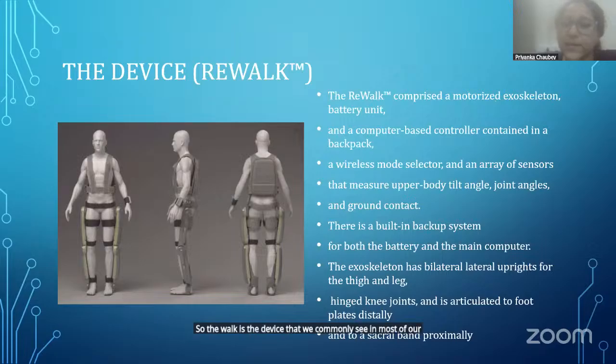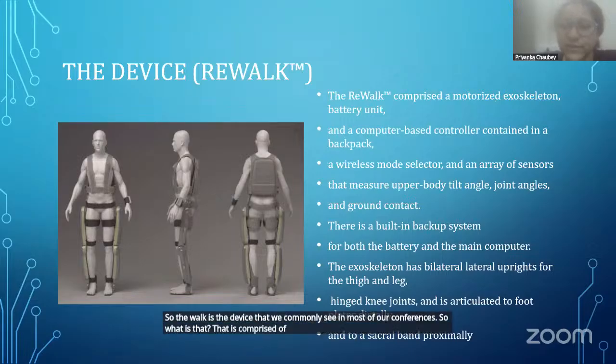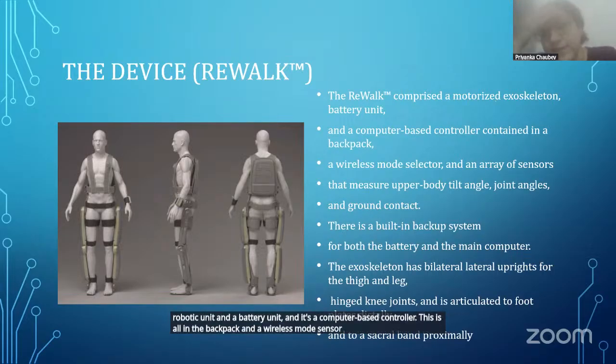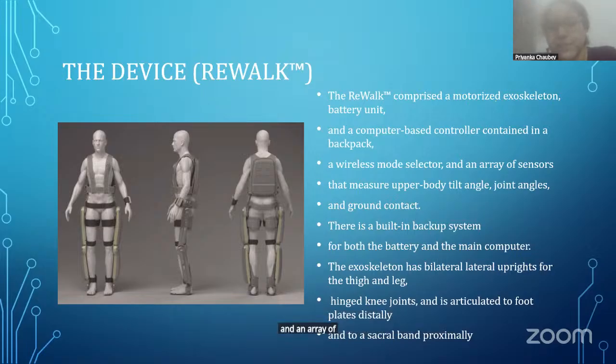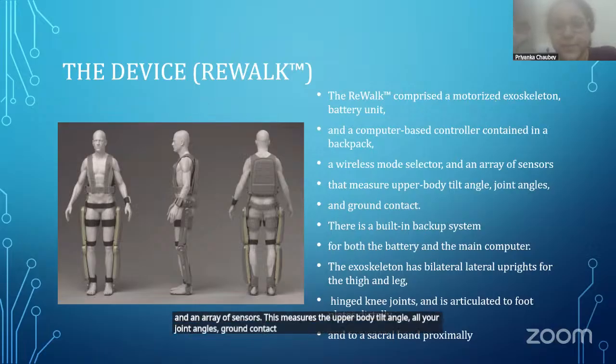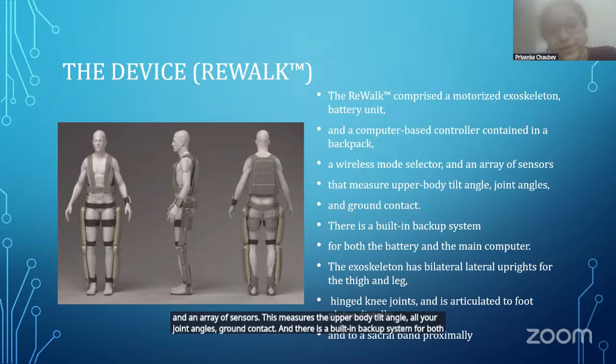So what is that? That is comprised of a motorized exoskeleton, that's your whole robotic unit, and a battery unit, and a computer-based controller. This is all in the backpack, and a wireless mode selector, and an array of sensors. This measures the upper body tilt angles, all your joint angles, ground contact. And there is a built-in backup system for both the battery and the main computer.